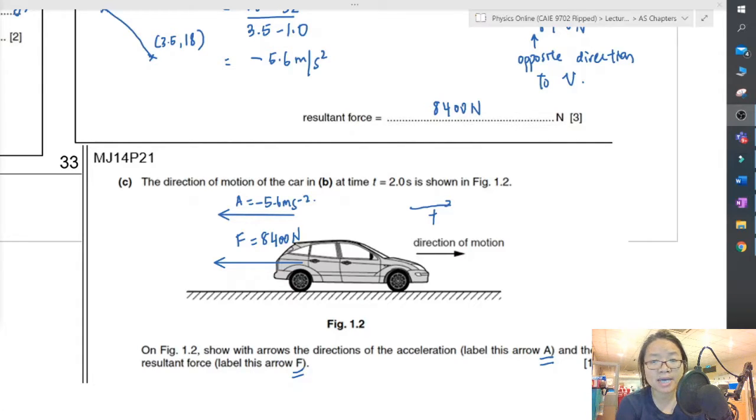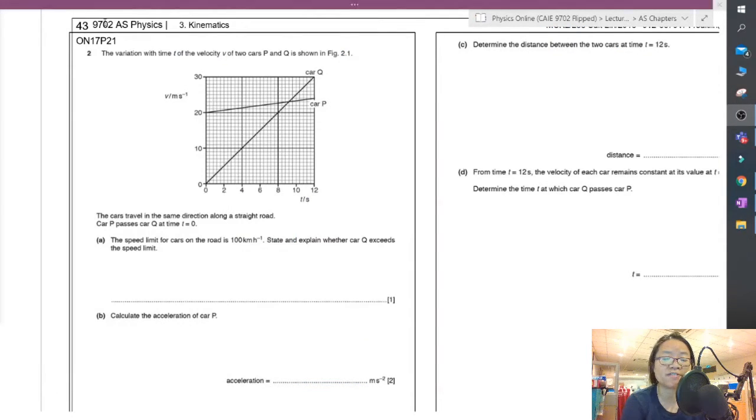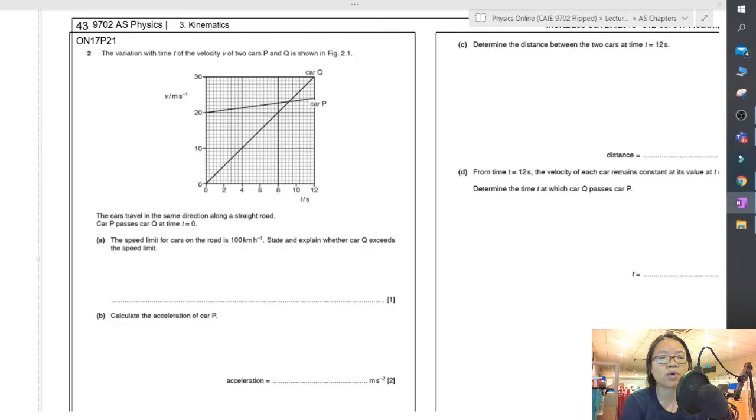Alright, that would be the second example, and let us look at the final example. This is ON 17 paper 2-1, page 43.